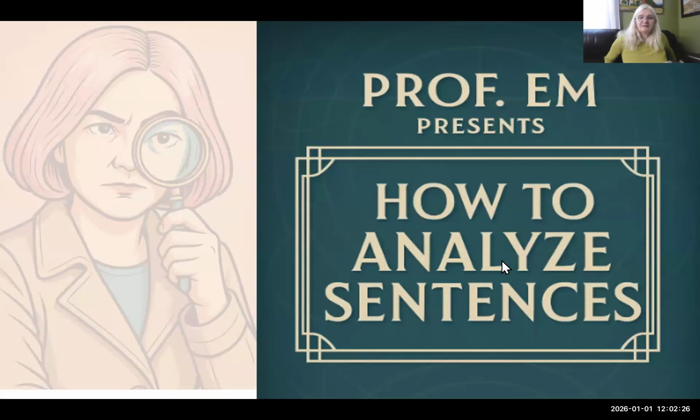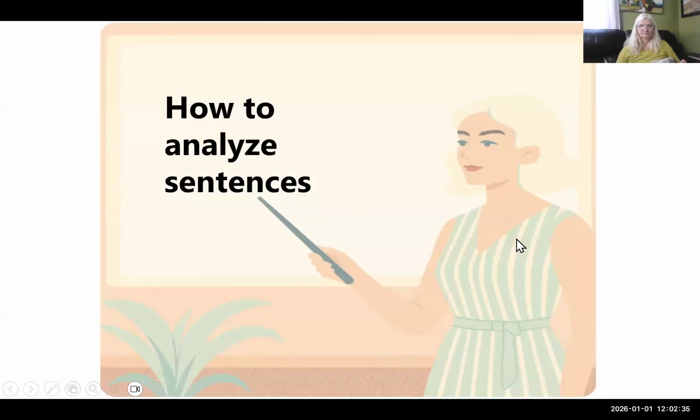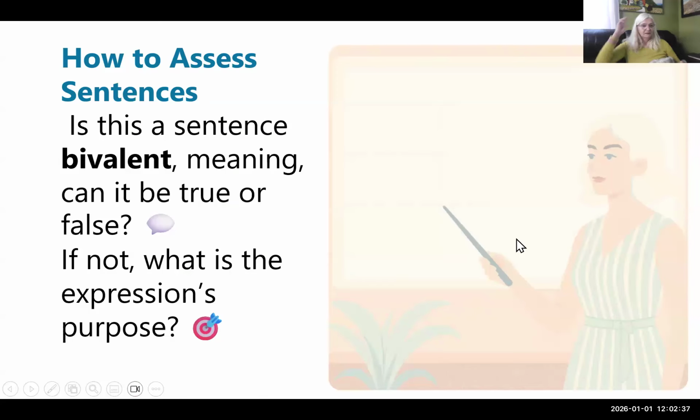Students, this is lecture number 3 in our Introduction to Logic, and this is on analyzing sentences. So we're going to learn how to assess a sentence. Assessing means to figure out what its value is. In this case, is this sentence bivalent, meaning can it be true or false? That's the very first thing we're concerned about with arguments.